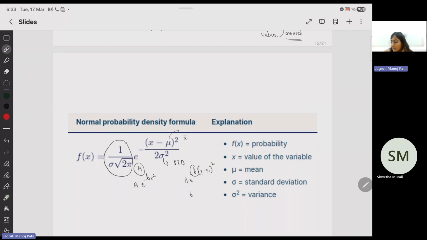So in that case, what is your b? It is 1 by 2 sigma square. Either way, people have their own terminologies to write it, and this essentially follows this one, where this is your A.